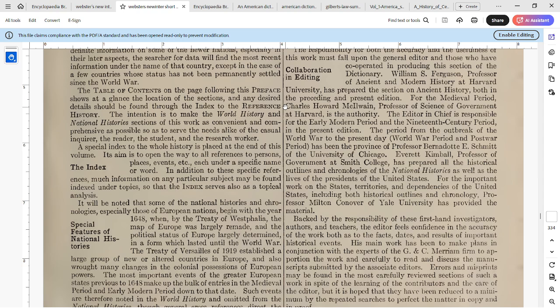Special features of national histories. It will be noted that some of the national histories and chronologies, especially those of European nations, begin with the year 1648, when, by the Treaty of Westphalia, the map of Europe was largely remade and the political status of Europe largely determined, in a form which lasted until the World War.